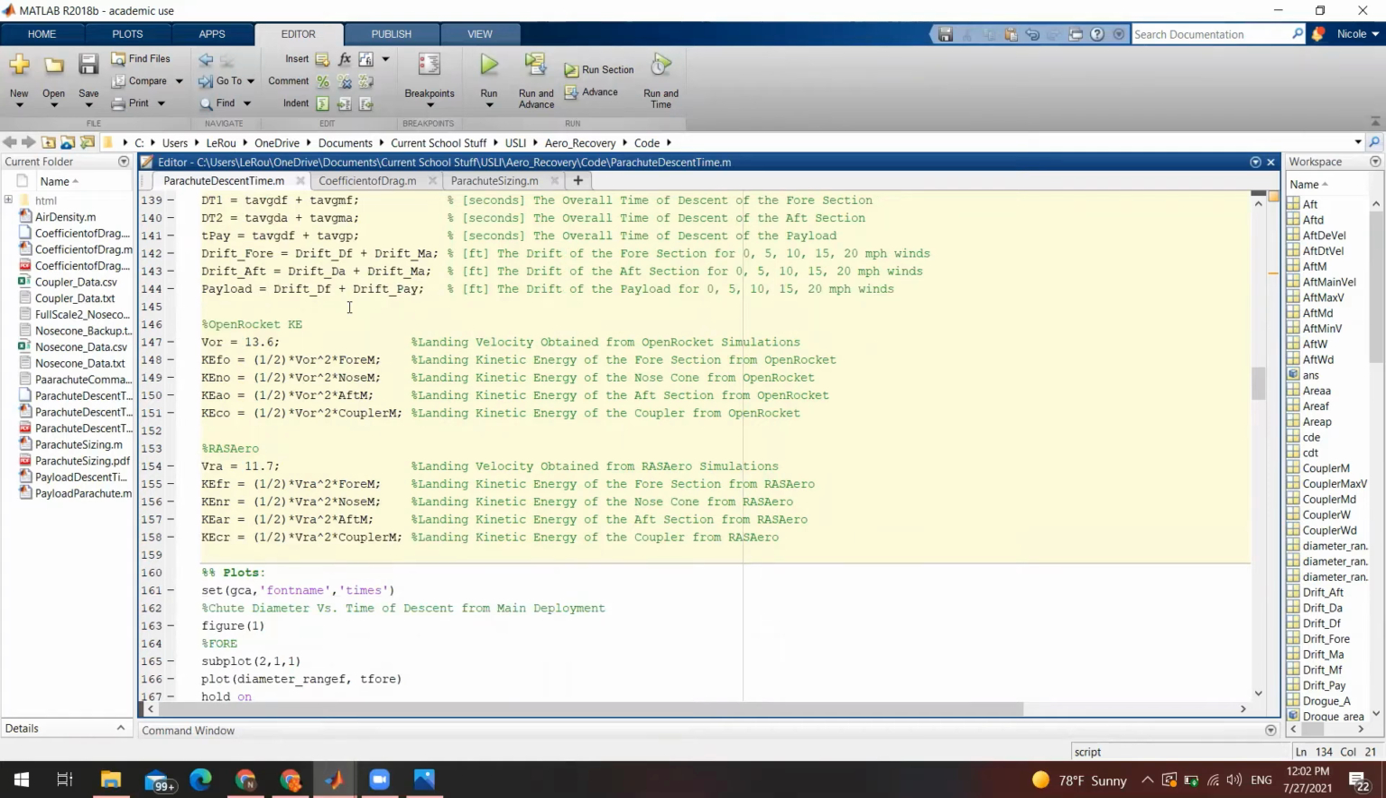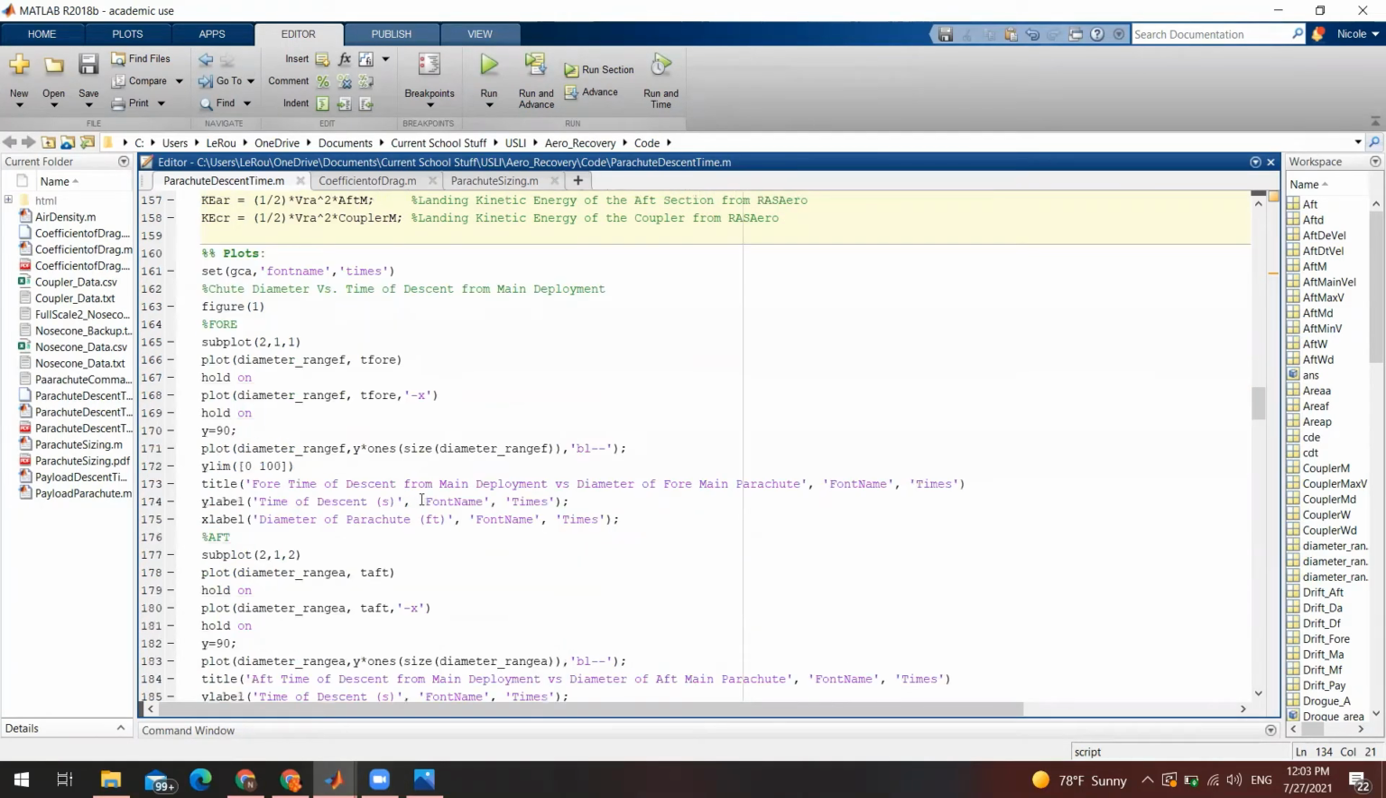So to make sure that this code was accurate and was a good representation of the project, we did simulations in other programs as well. So we did OpenRocket simulations and RAS-Aero simulations, and then took the information that we got from those simulations, which was the velocity. So we got a landing velocity from both of those simulations, and then calculated the kinetic energy for each section at landing based on that velocity. So that's what these values are.